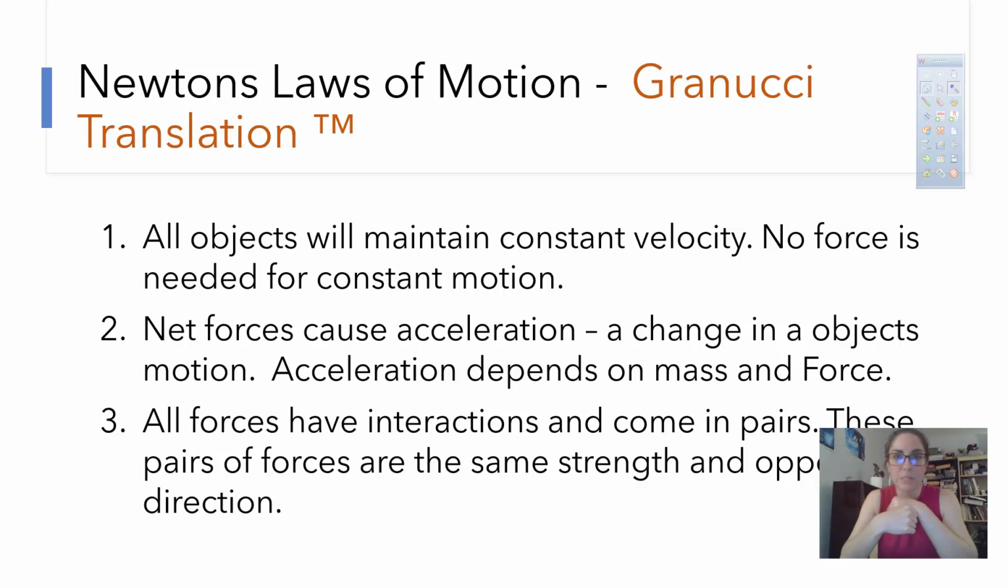Number 2 basically says that net forces cause accelerations, or in other words, a change in an object's motion. Acceleration depends on mass and force. Even though it's F equals ma, I like to think of it as a equals F divided by m, and I'll show you that a little later, because I think it makes more sense in terms of understanding what it actually means. All things keep constant motion, and when things are accelerating, then there's a force present. And you need a force present to make something accelerate. So it's kind of a back and forth, and it's based on an object's mass.